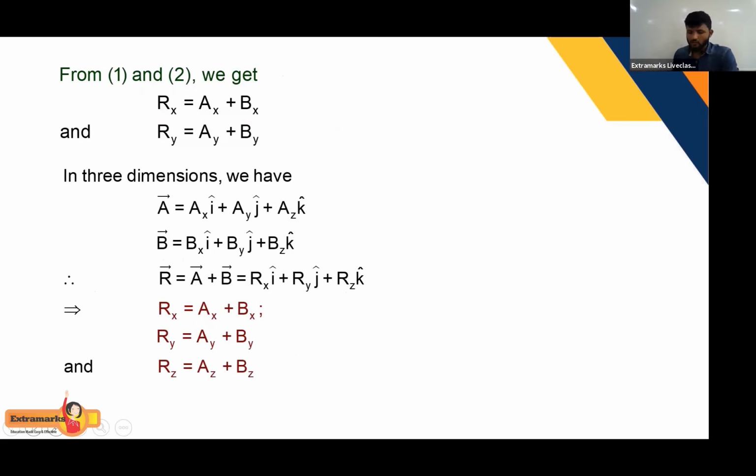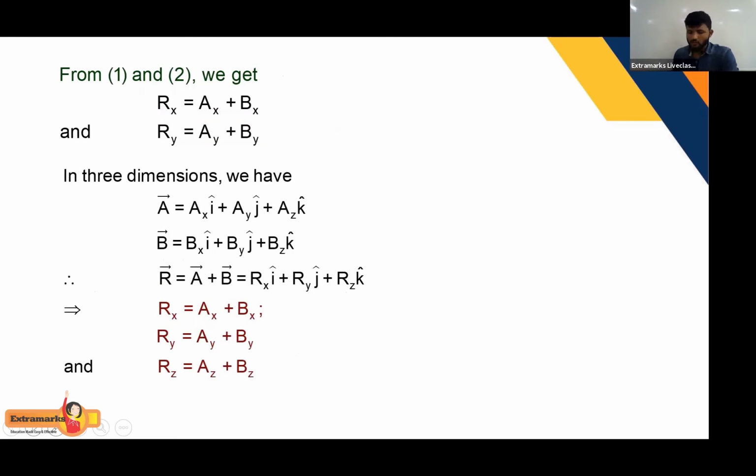Similarly, if I assume a vector in 3 dimensions, then vector A can be written as ax i cap, ay j cap, az k cap, where ax, ay and az are the x, y and z components of A. Similarly, vector B can be written as bx i cap plus by j cap plus bz k cap, where bx, by and bz are the x, y and z components of B respectively.